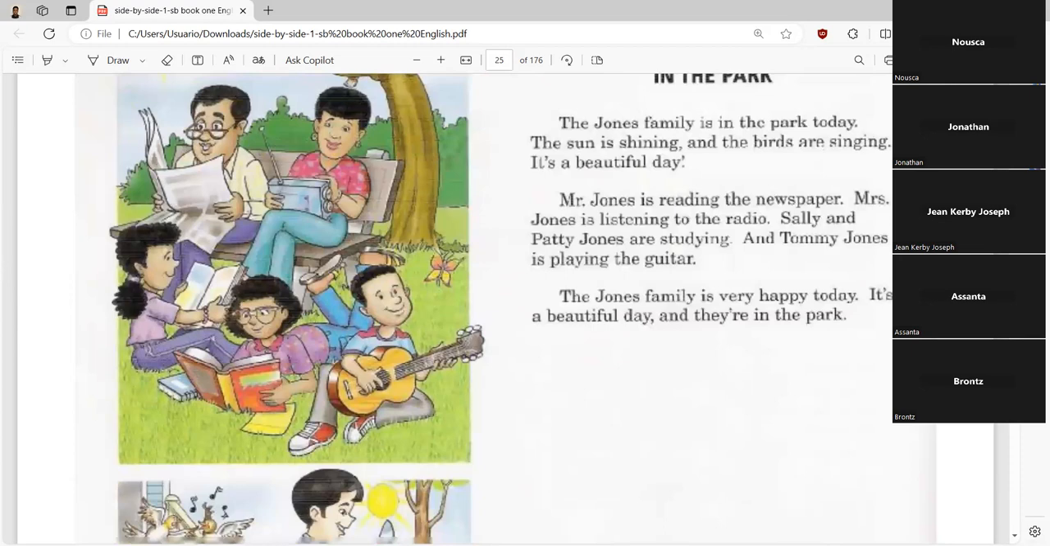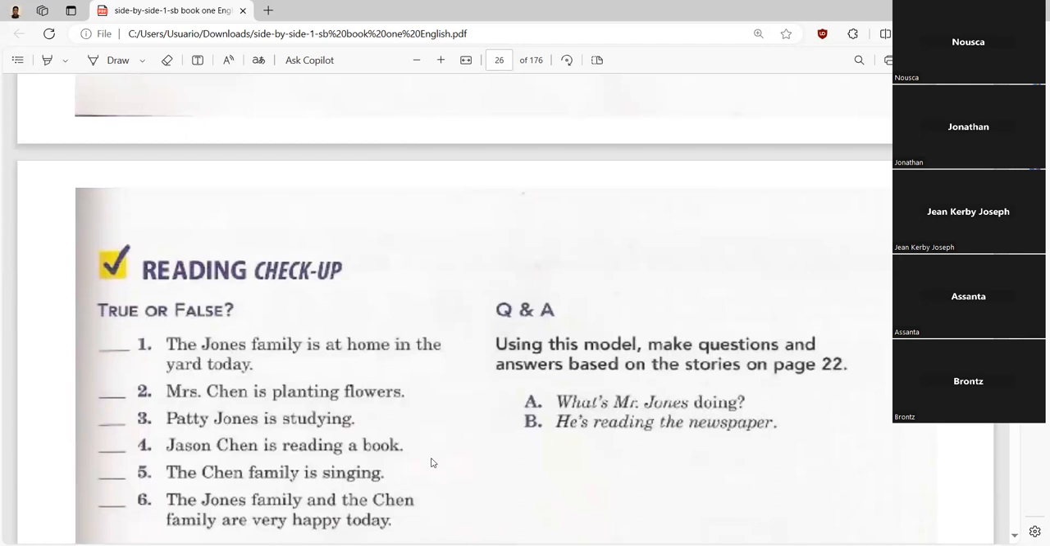So the Chen family is at home in the yard. The Chen family is at home in the yard today. The right answer is false. Okay. Very good, everyone.